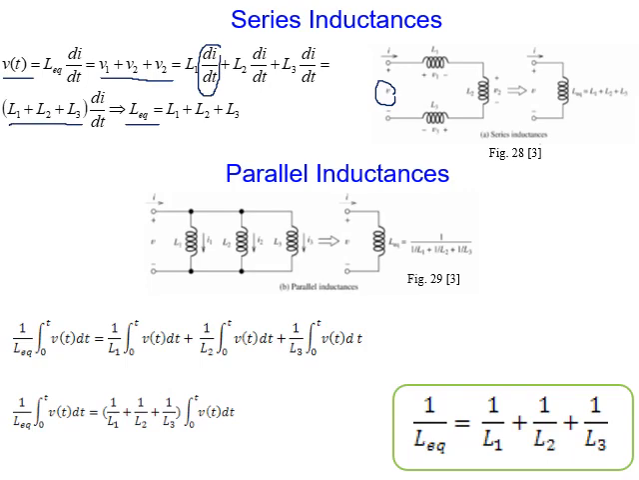Now this means that connecting inductances in series is similar to connecting resistances in series. What about parallel connection? We use Kirchhoff's current law, similar to the discussion for capacitors. i equals 1 over L integral of v dt. And since the voltage across each one of these inductances is the same, we can take it as a common factor, as you can see here. Then this leads to 1 over L equivalent equals 1 over L1 plus 1 over L2 plus 1 over L3 and so on.